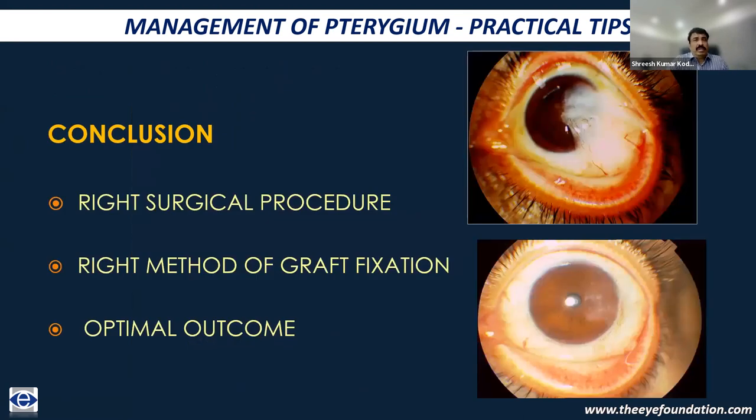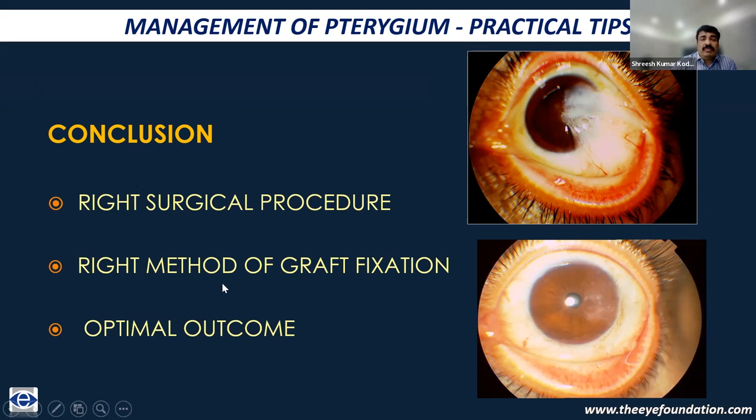To conclude, for any pterygium procedure, we have to choose the right surgical procedure. My choice is conventional conjunctival autografting for primary pterygium, limbal conjunctival autografting for recurrent pterygium, and split conjunctival autografting, vertical or horizontal, with or without orientation, for double head pterygium.